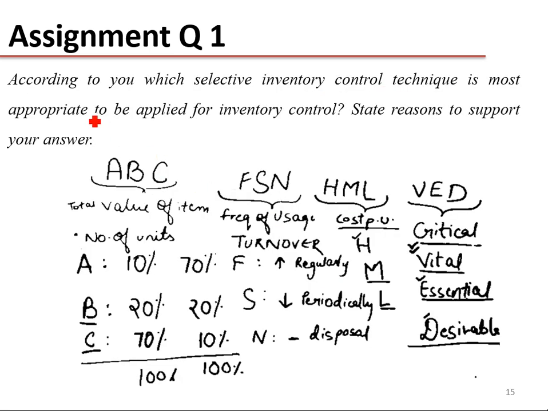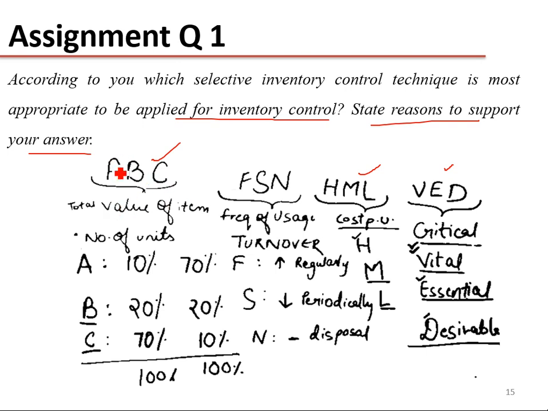The next question I have given to you is: according to you, which selective inventory control technique is most appropriate to be applied for inventory control? State reasons to support your answer. I already discussed with you that there are various inventory control techniques, and the important ones are ABC, FSN, HML, and VED.